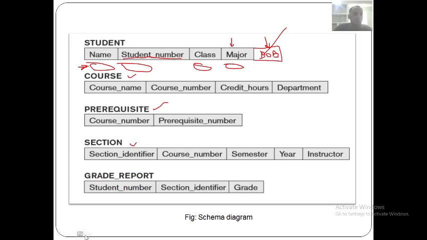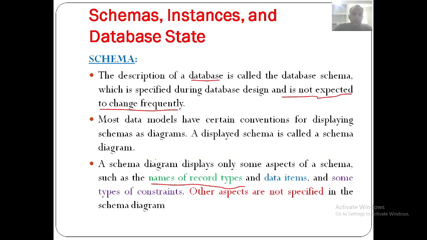This is a record type, student. This is course, a record type. Prerequisite is a record type, section is a record type, and grade report is a record type. So in a schema you must have these record types. Got it? Then what else do you need?